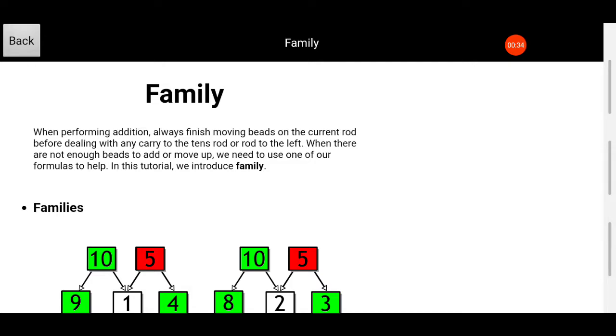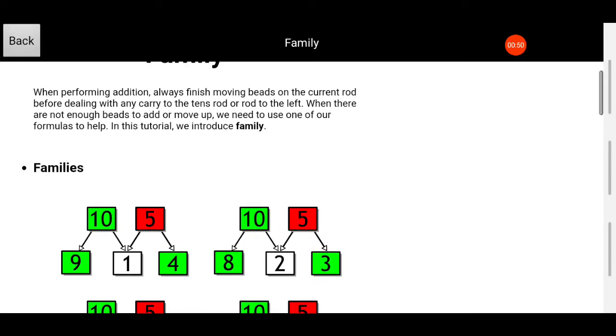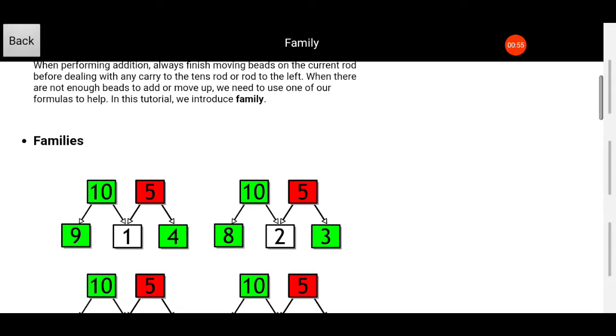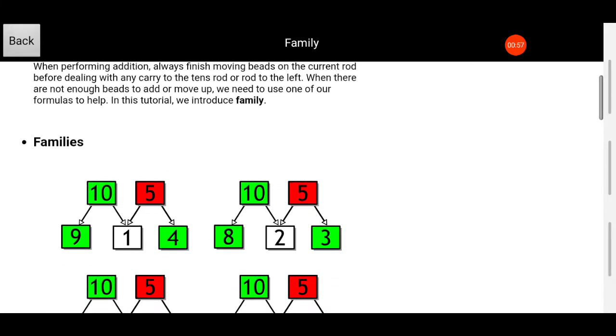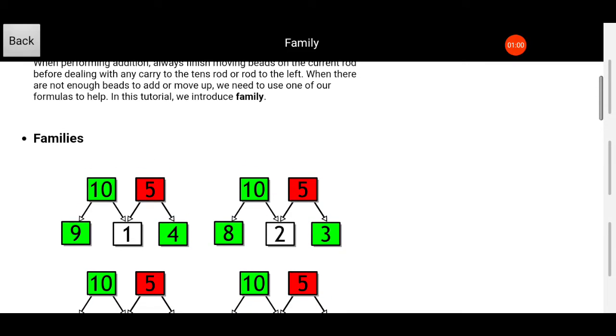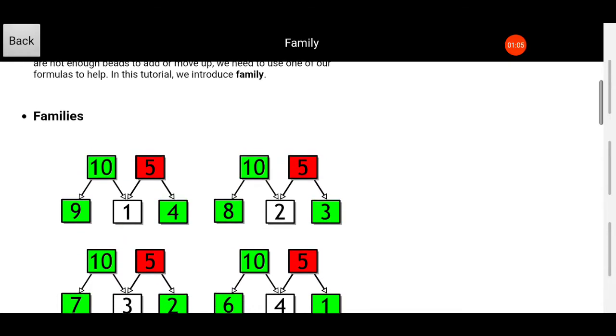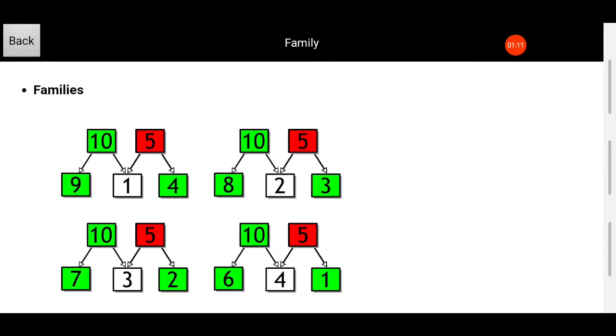When performing addition, always finish moving beads on the current rod before dealing with any carry to the tens rod or rod to the left. When there are not enough beads to add or move up, we need to use one of our formulas to help. In this tutorial, we introduce family.